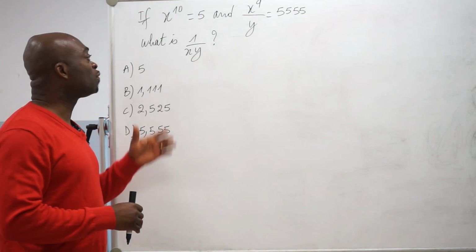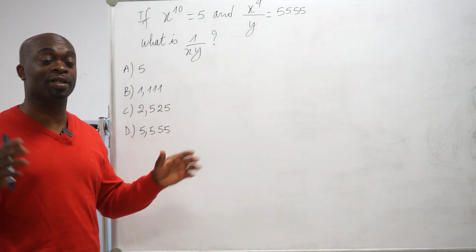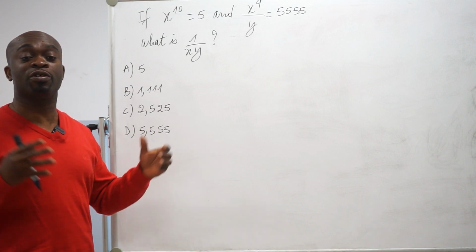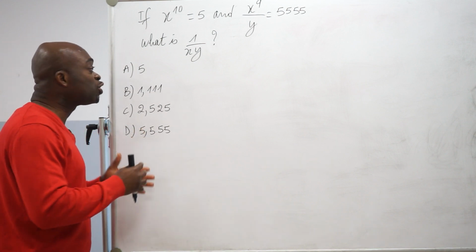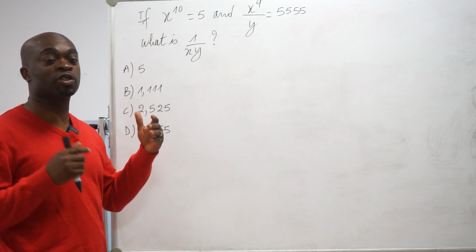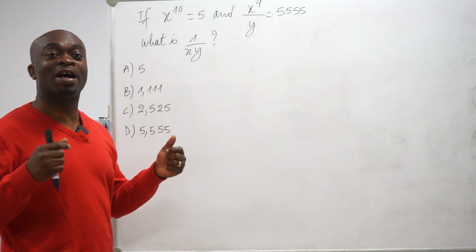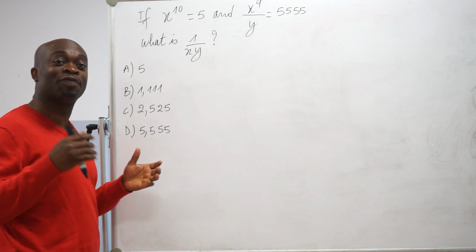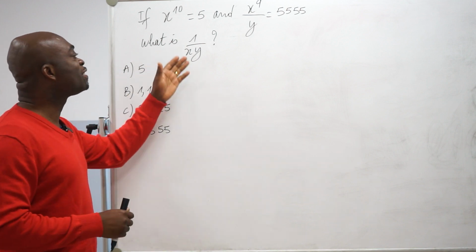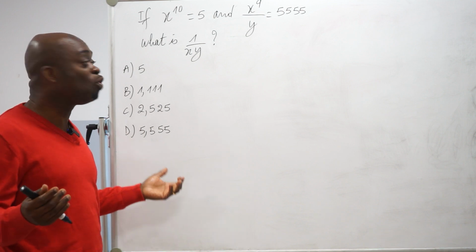So ladies and gentlemen, these are questions that can come up on the SAT test, for example, or other tests, in class, as professionals and things like that. So we should be able to work them out. So what's happening here? If x to the power 10 equals 5 and x to the power 9 over y equals 5555, what is the value of 1 over xy? What can we do?